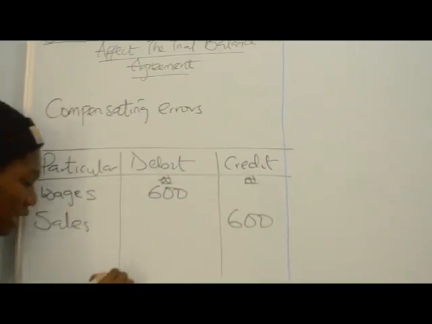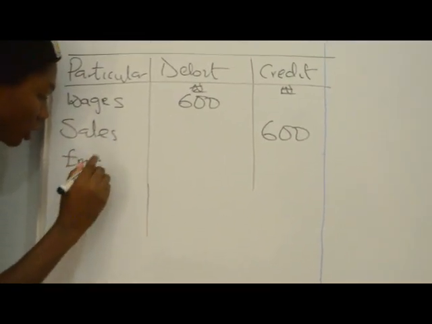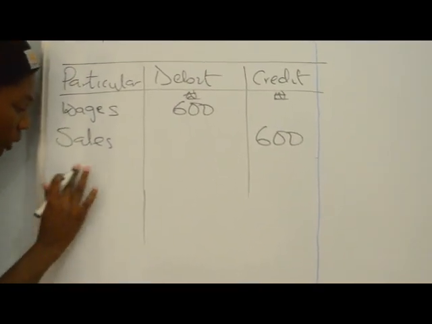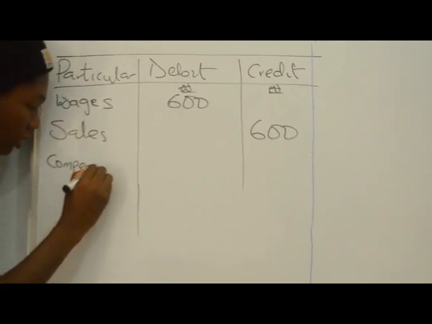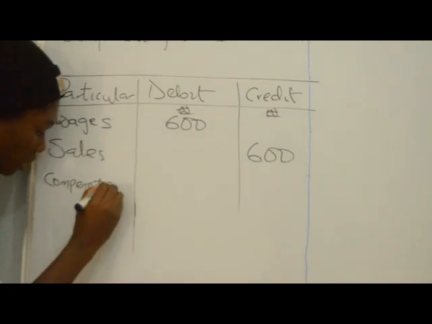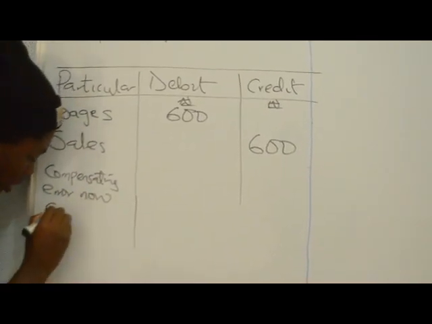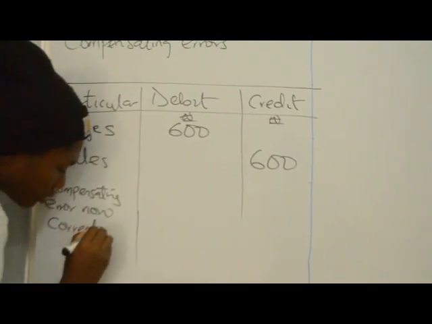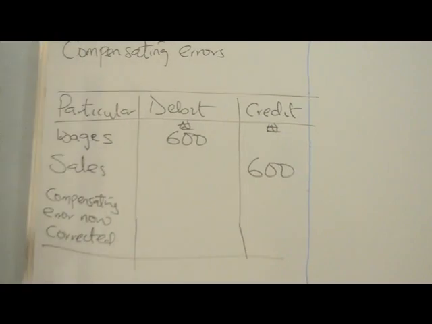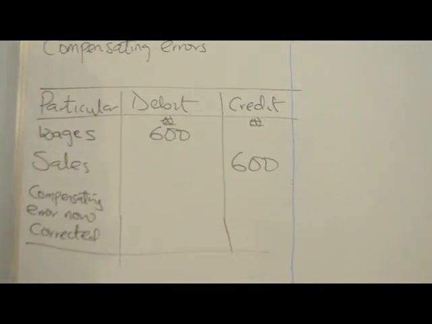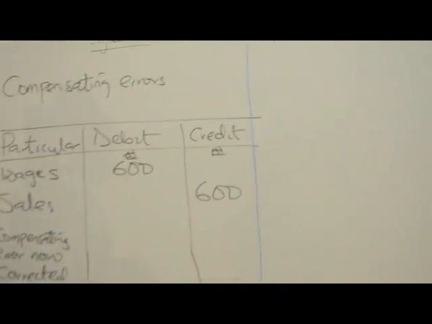So we can say description as what? Error. Let's say compensating error now corrected. Right, so this is our description, and we have done justice to that error. Now we have our second example.